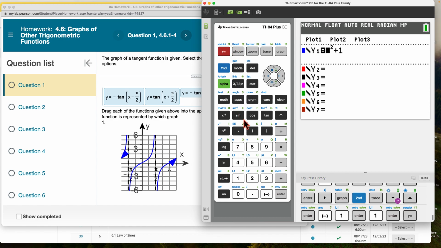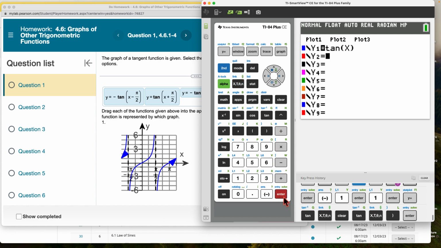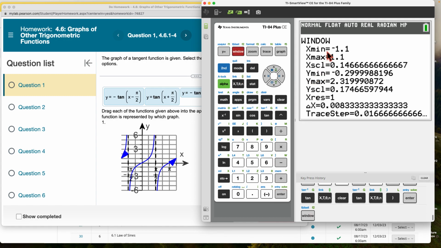We're going to put in tangent of x. Tangent x. This is just to get it set up. I'm going to set the window up, and so there's an x minimum and an x maximum. So those are the x sides. I see pi/2. What's a little bit bigger than pi/2?